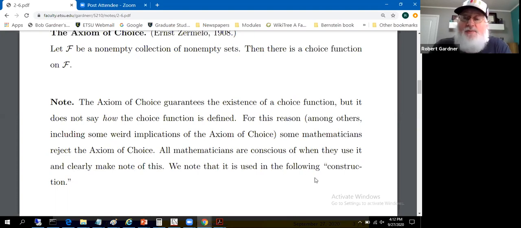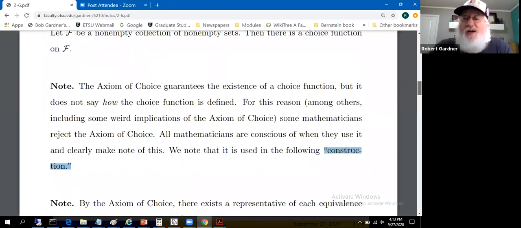We're going to use the axiom of choice in the following quote-unquote construction. So why the quote marks? Because we're going to claim the existence of a set. And because we've used the axiom of choice to create that set, we're not going to have any idea what's in that set. It's going to be a subset of the interval 0 to 1, but beyond that, I have no clue what's in that set.